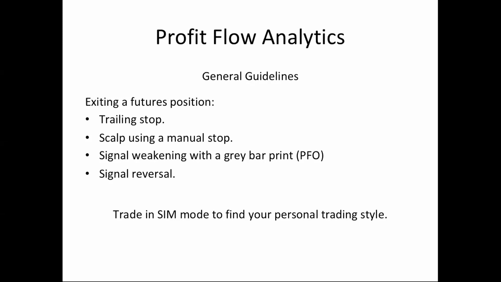there is a gray bar which is kind of telling you or suggesting to you which direction is coming. And so if you are in one position and an opposite gray bar starts printing, that's the first signal to you that the strength of your position might be weakening. So we can use a gray bar exit on the profit flow oscillator.